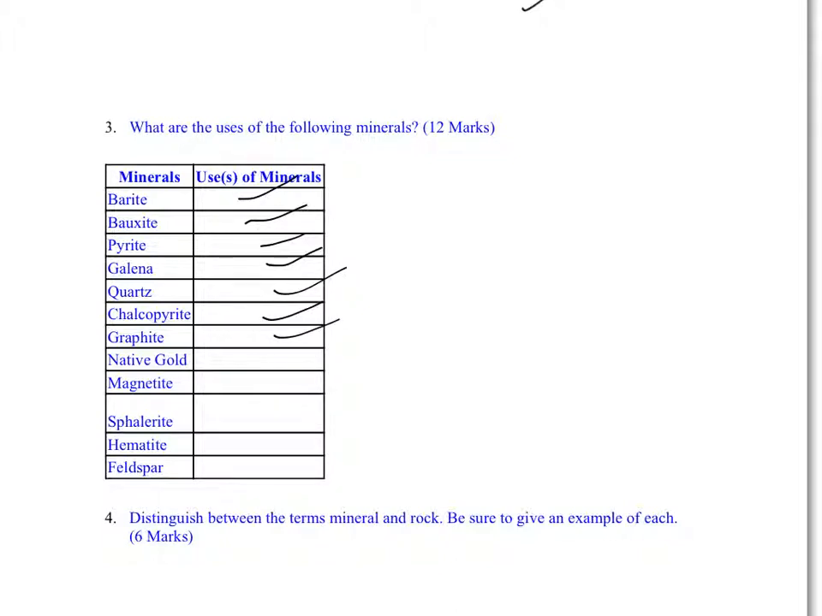Graphite is used as a pencil lead lubricant. Native gold is used predominantly as jewelry. It is used in some electronic devices as well. Magnetite, the biggest use would be magnets. Sphalerite is an ore of zinc, and zinc is used for stainless steel production. Hematite is an ore of iron, and feldspar is mostly just used for building materials.